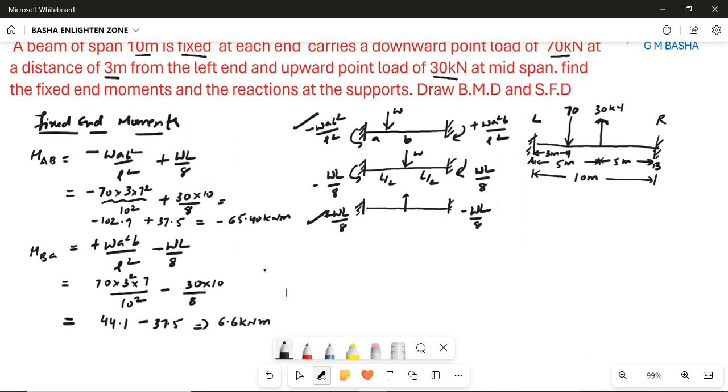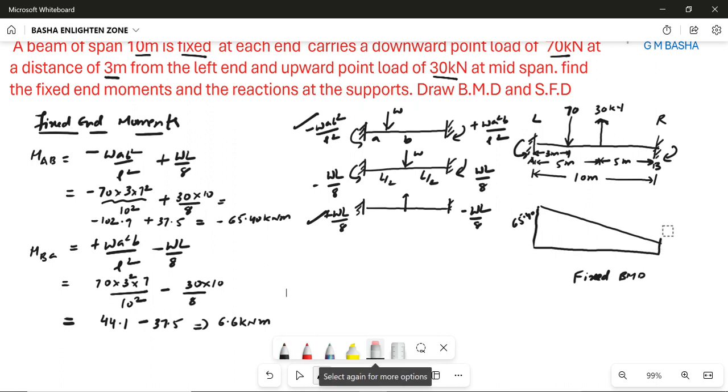For that, I am directly drawing the fixed BMD based on these values. One will be 65, another will be 6. So here I am at point A. Whenever a load is acting like this, you will get 65.4 up to here. I am taking it somewhere at the coordinate. And again, whenever a load is acting like this, you will get some 6 value like this. So add these two values. Clear?